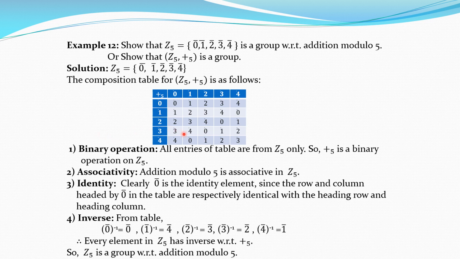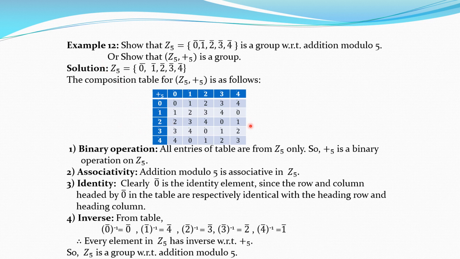Similarly, 3 bar plus 4 bar. Actually, it is 3 plus 4, that is 7 bar. But if we divide 7 by 5, we get 2 as the remainder. So answer of 3 bar plus 4 bar is equal to 2 bar. So in this way, we have to complete the table. Now the remaining properties are similar to previous example. If you observe all the entries of the table, then all are from Z5 only.